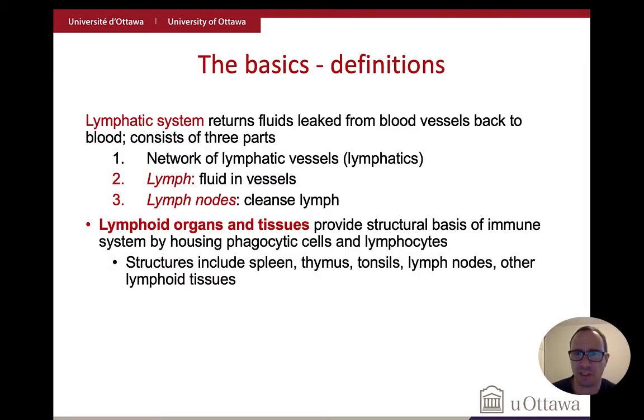So just some basic definitions here. The lymphatic system, what is it? It returns fluids that are leaked from blood vessels, and we know this occurs in the capillary system. This is brought back to the blood. It consists of three parts: the lymphatic vessels themselves, the lymph, which is the actual fluid within those vessels, and lymph nodes. We're going to talk about lymph nodes in more detail, but one of their main jobs is to clean the lymph.